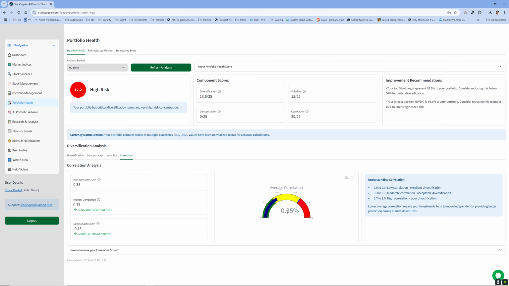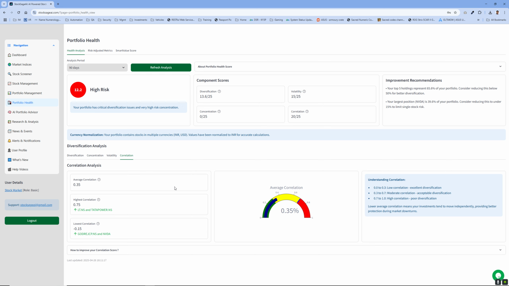If we see, we are almost around 0.35, which is moderate correlation. We don't have an issue on that side. It would have been great if we had been in the green zone, which is 0 to 0.3, to have a low correlation amongst the stocks. So this is all about the health analysis.